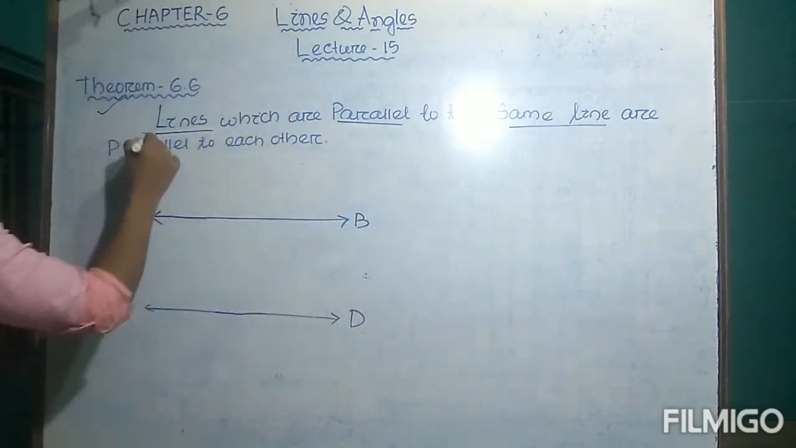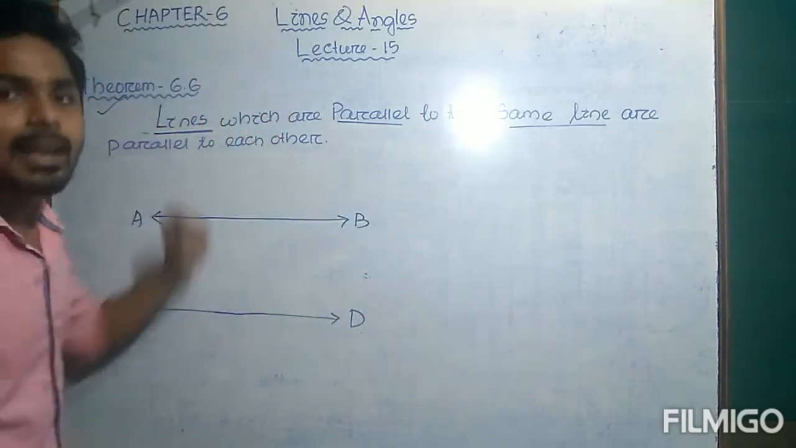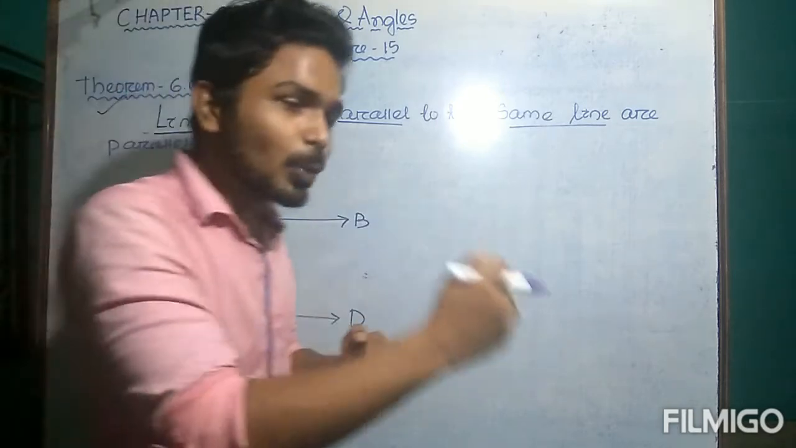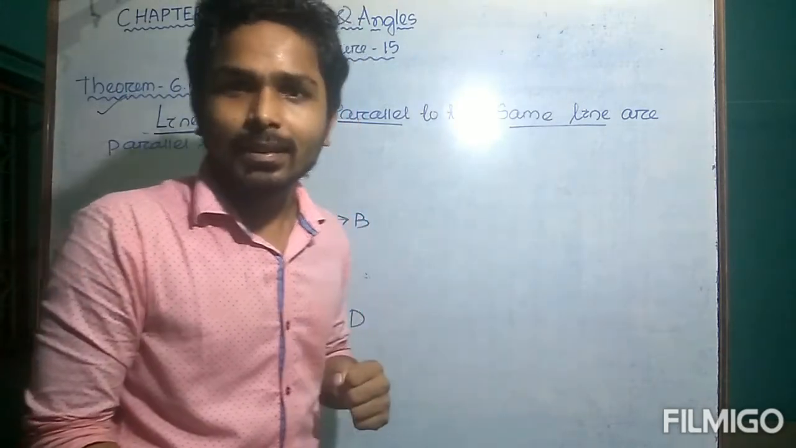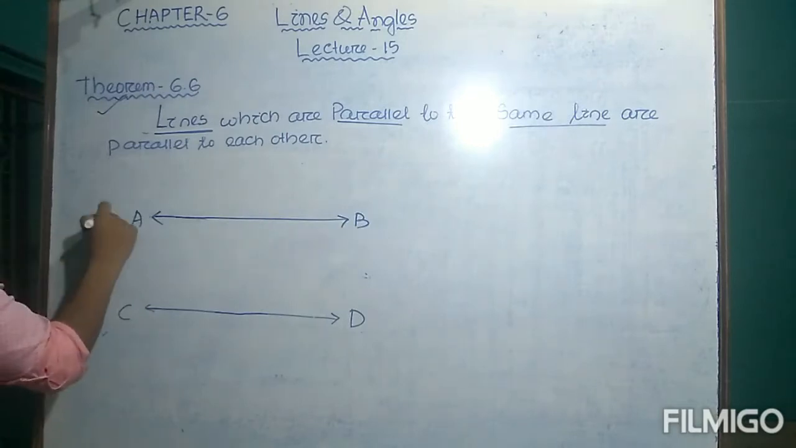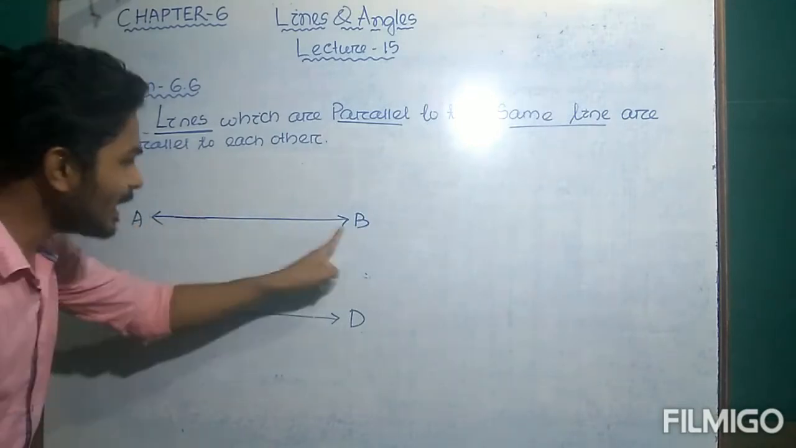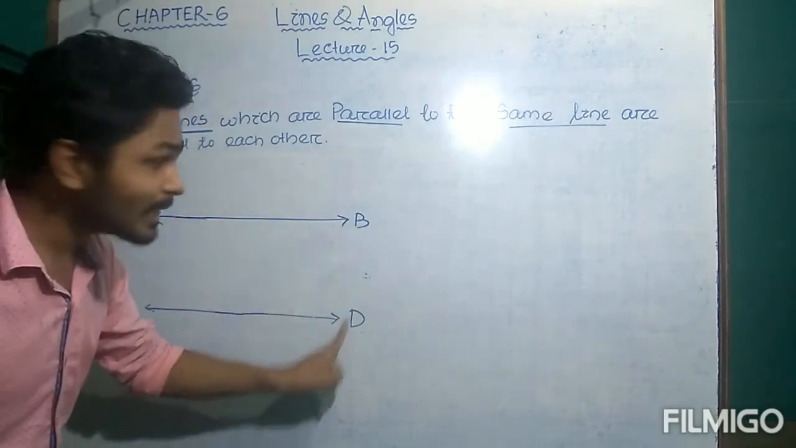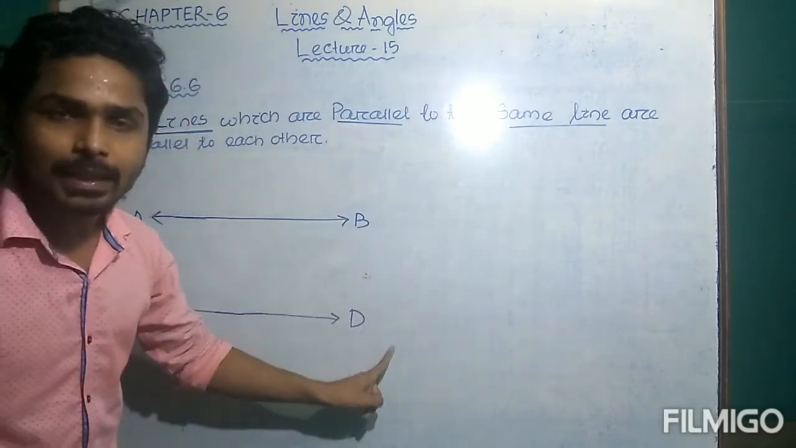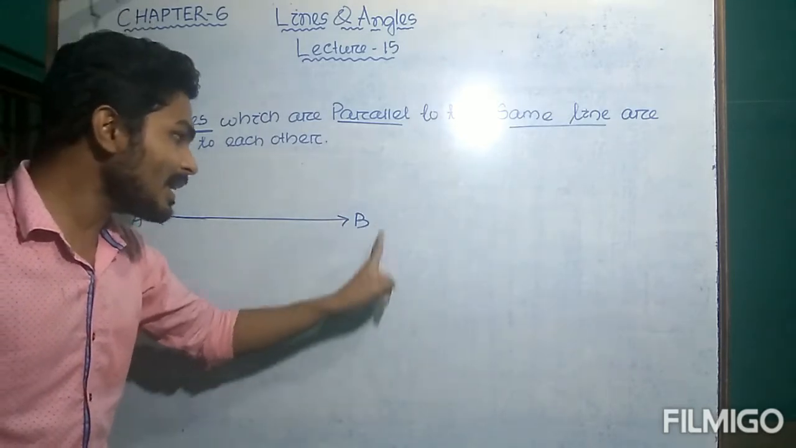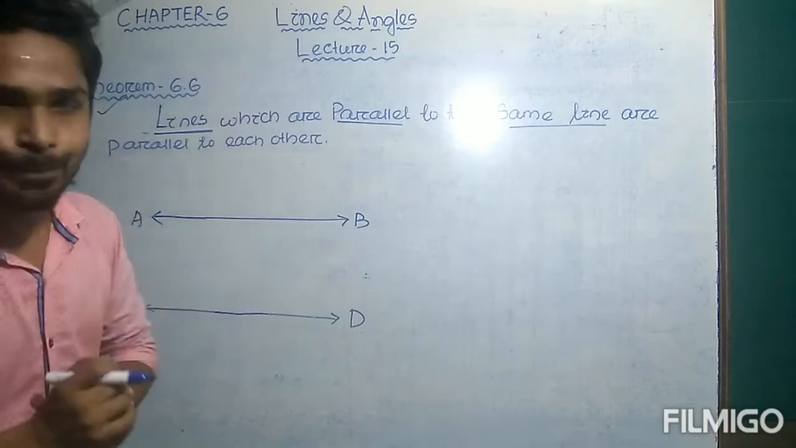As you can see, there is a word "lines". Lines means either two lines or more than two lines. Here we have considered two lines, AB and CD. There is no relationship between AB and CD. Simply it is given that AB and CD are two lines.